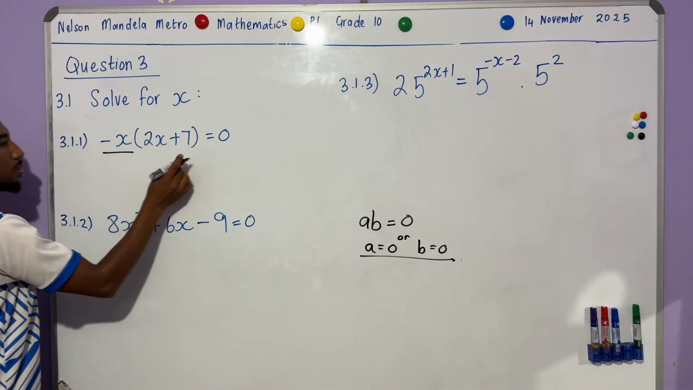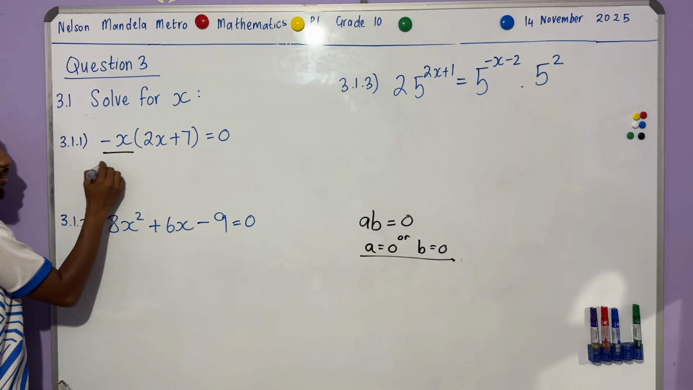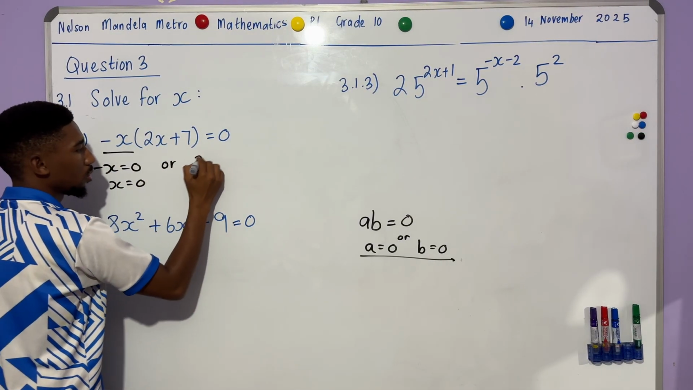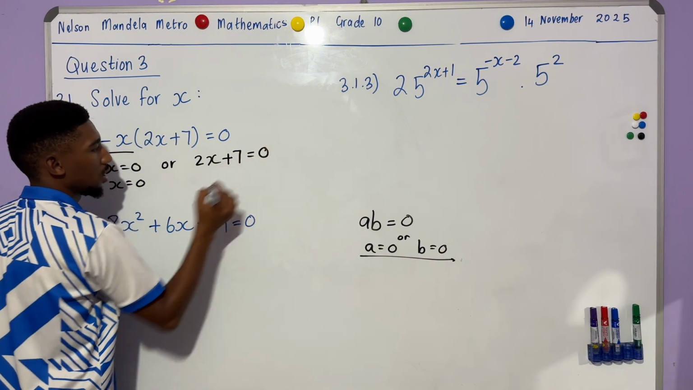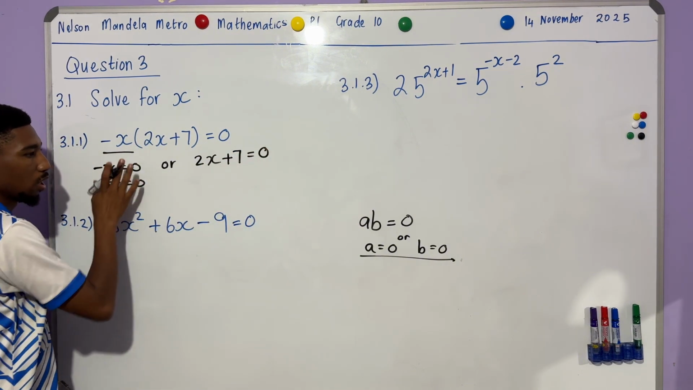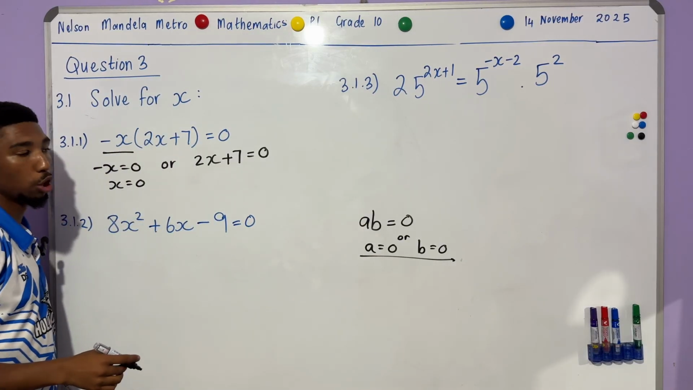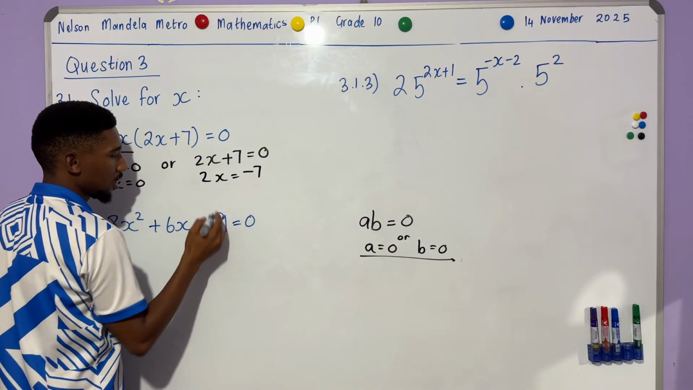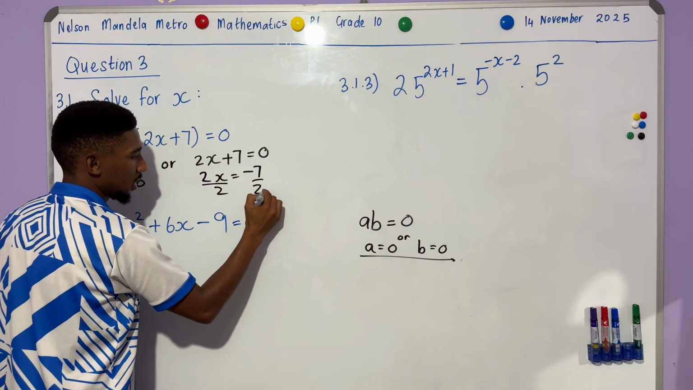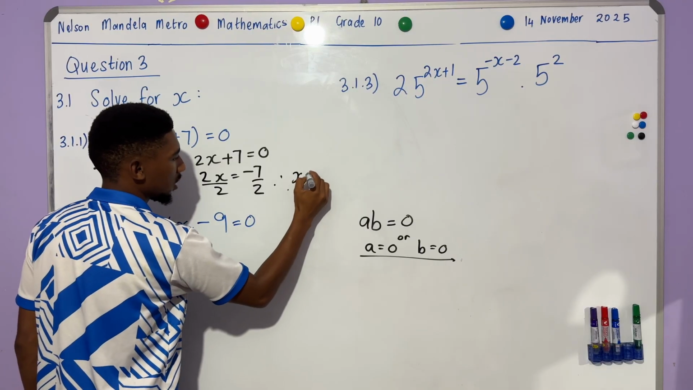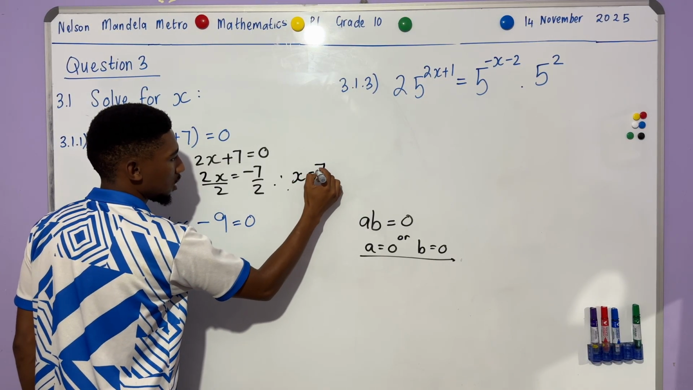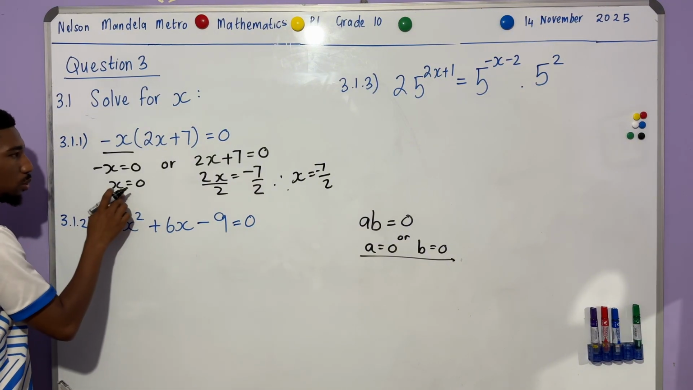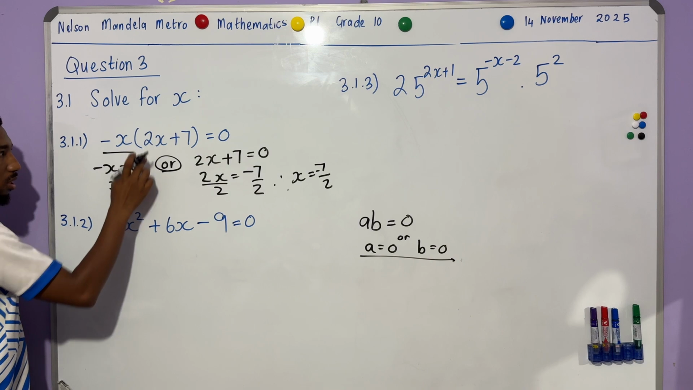We can do something similar. Minus x first. So minus x equals to 0 and that simply equals to 0. So we can say, or 2x plus 7 equals to 0. So we have two possible solutions when we apply the zero product rule. Taking the 7 over, it becomes minus 7. We then divide by 2 to find x. Therefore, our final answer is x equals to minus 7 over 2. Okay, so we have two possible solutions for this equation over here.